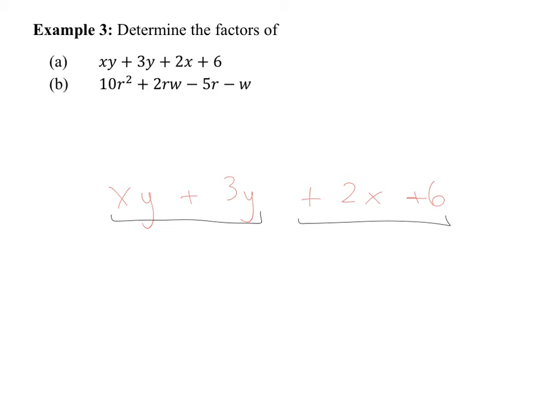So look at these as 2 separate groups. In group 1, George, what's the GCF in group 1? Group 1 is y. Thank you, George. Okay. What does that leave behind, Bridge, if I take a y out? It just leaves x plus 3. Good. Tristan, what's the GCF in the second group? In the second, you can take 2 out. What does that leave behind, Tristan?